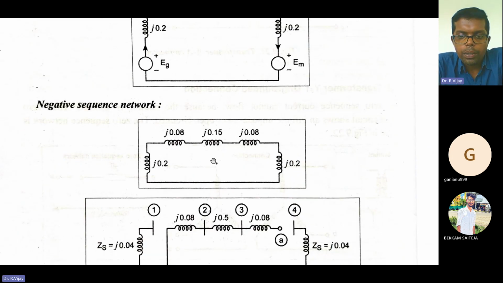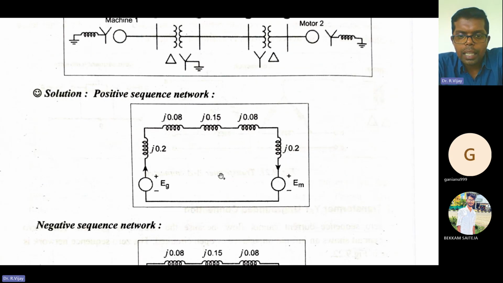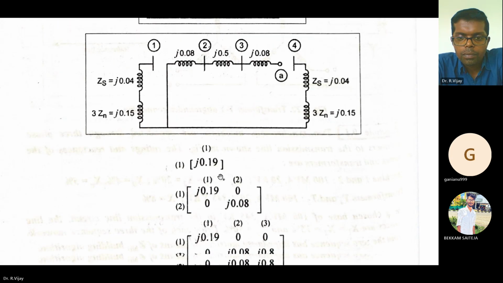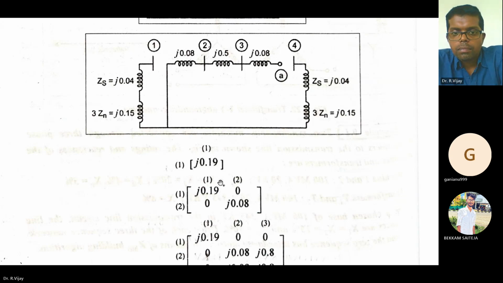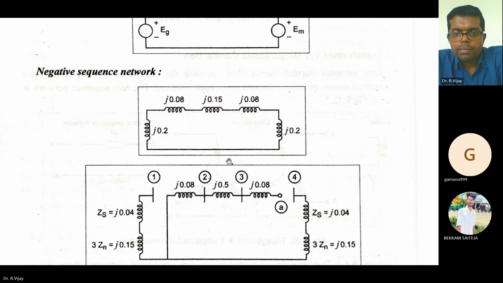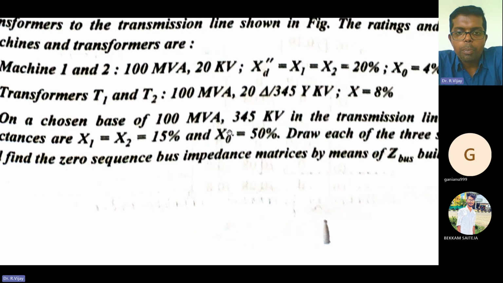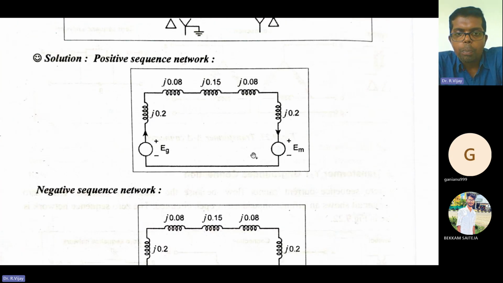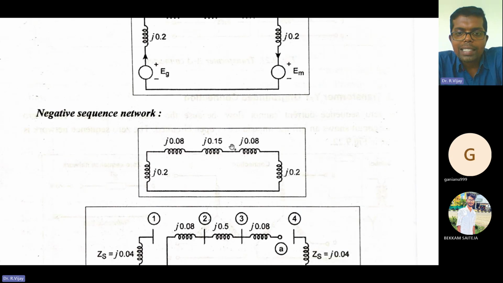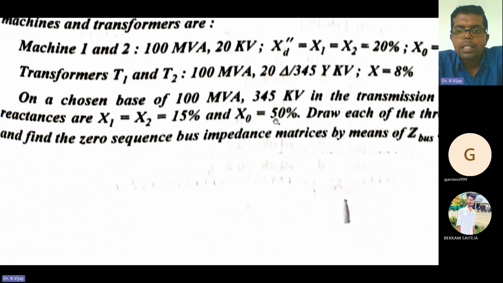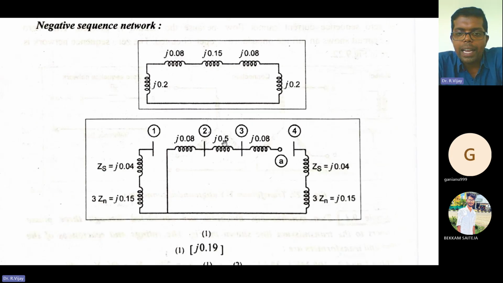Sorry, j into 0.15 for the transmission line. Here it is mentioned in the problem that X0 is equal to 50%. So 50 divided by 100 is j into 0.5. That is the zero sequence reactance mentioned in the problem, so with this problem data we are taking it as j into 0.5 here.